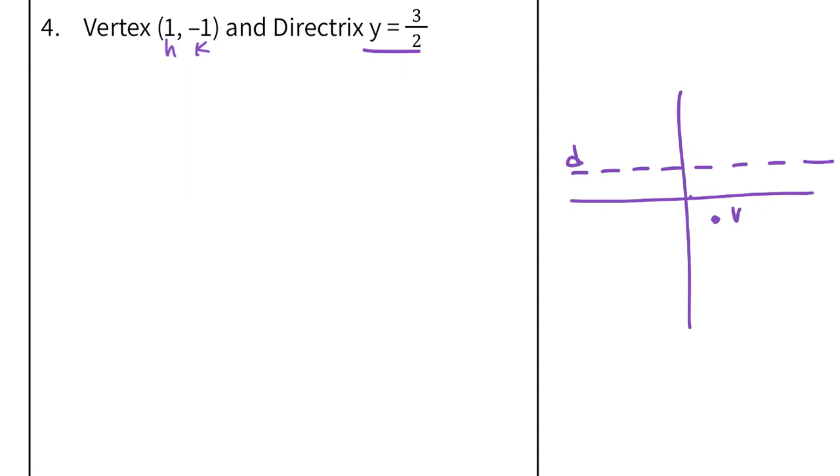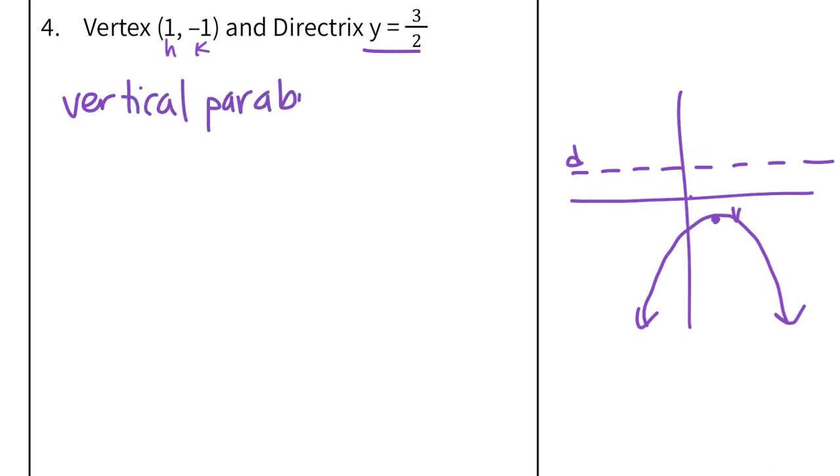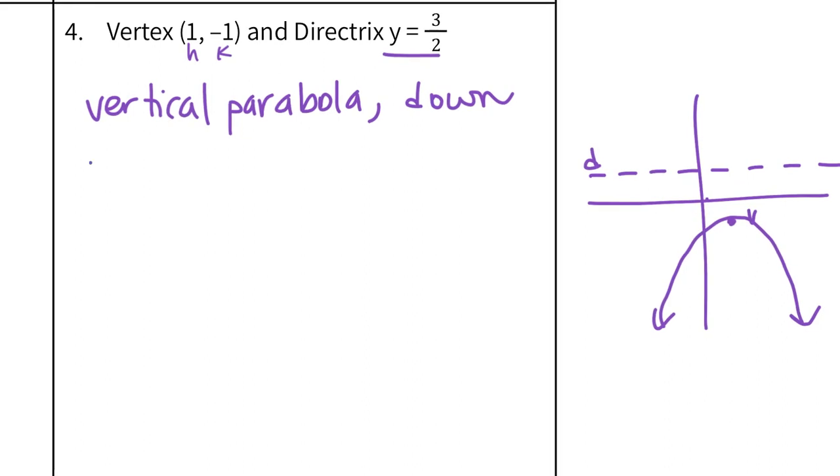So when you think of your vocabulary, the directrix is always outside of the parabola. It's on the opposite side of the focus. So whatever this parabola looks like, I don't know how wide or skinny it's going to be, but I do know that it's going to open down. So this is a vertical parabola. And specifically, it's opening down. Okay, so now if I want to find P, that's the distance from vertex to directrix.